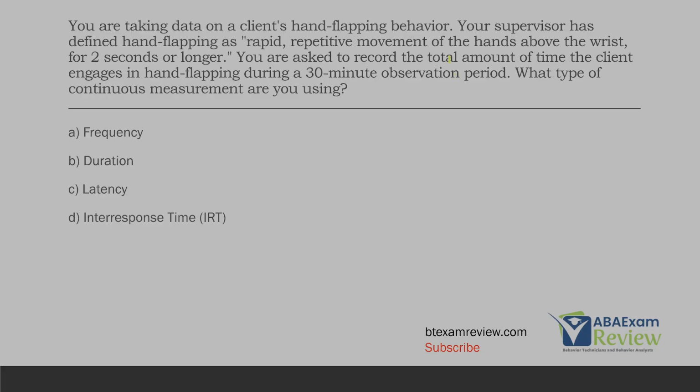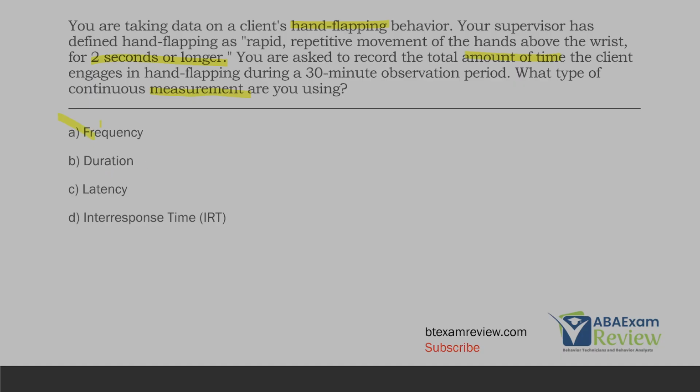You're taking data on a client's hand flapping behavior. Your supervisor has defined hand flapping as rapid, repetitive movement of the hands above the wrist for 2 seconds or longer. You're asked to record the total amount of time the client engages in hand flapping during a 30-minute observation period. What type of continuous measurement are you using? Another measurement question. Now let's think about this. Well, we're taking data on hand flapping. Hand flapping is repetitive movements for 2 seconds or longer. Now you're asked to record the amount of time. Once again, we're looking at a time-based recording.